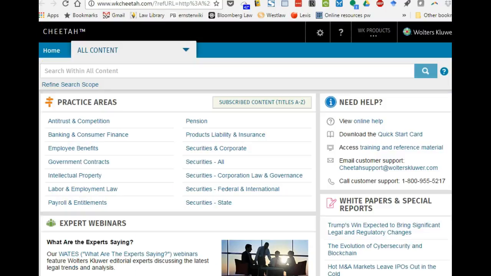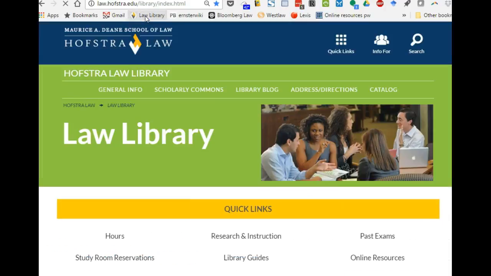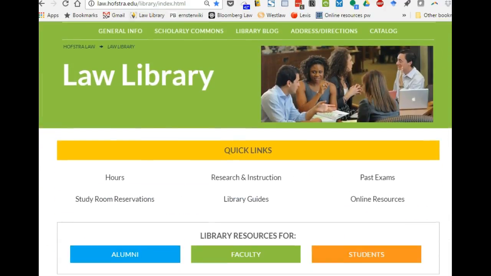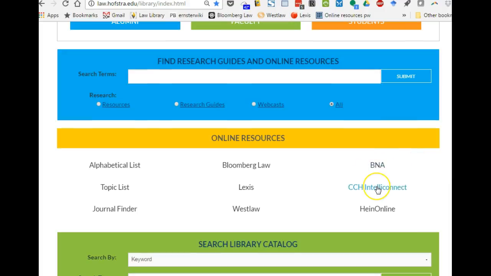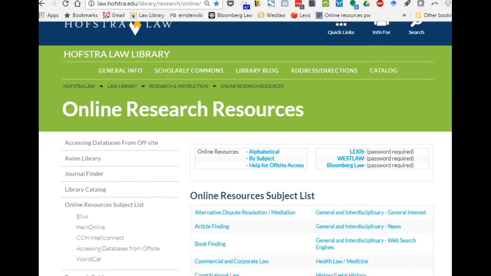So that's CCH, just to give you a quick look. As you can see, I don't see health here. So here's an example where Cheetah, the new platform, wouldn't help us a great deal. So that's another platform of CCH. Another database, if you are in the tax area, would be RIA. And again, here on the library homepage, we have a direct link to CCH. For subject specific, I need to go to our subject or topic list.